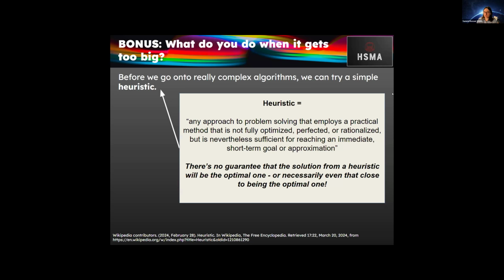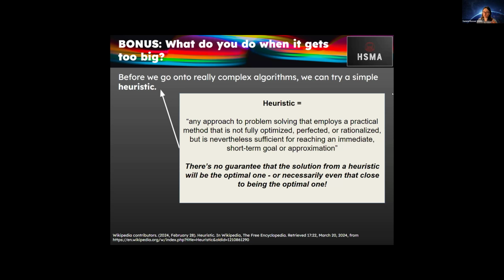When we get to the really, really complex algorithms, like what we call genetic algorithms and evolutionary algorithms, which are inspired by biology as a way to solve these huge impossible problems, the ones with 74 million possible combinations of sites, for example. Before we try that, we can do what we call a heuristic.